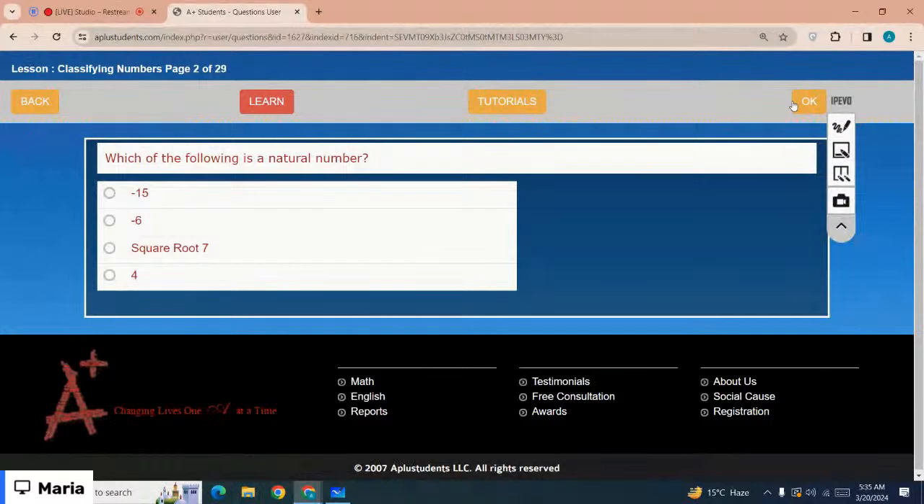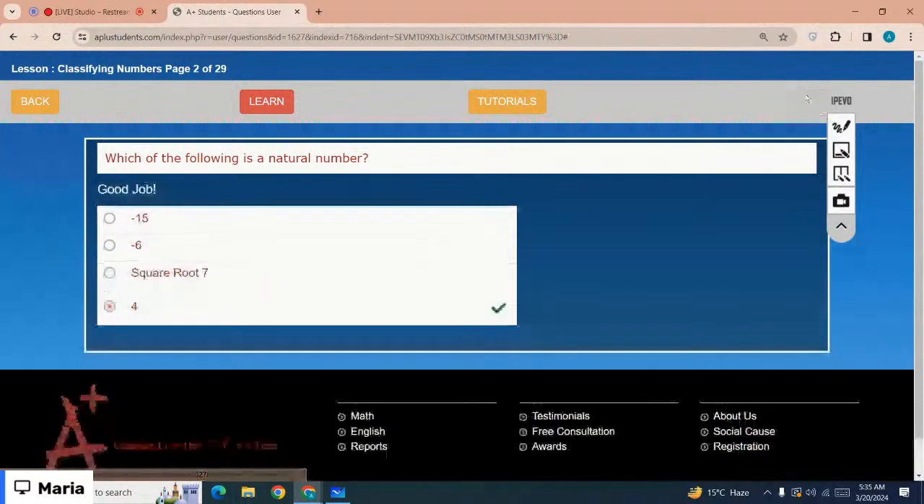Which of the following is a natural number? Which is the correct option? The correct option is 4. The natural numbers are all the positive numbers, and that is 4.